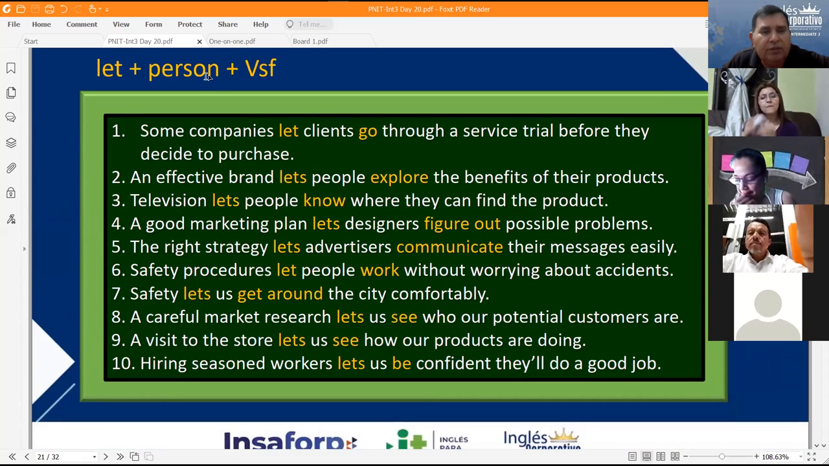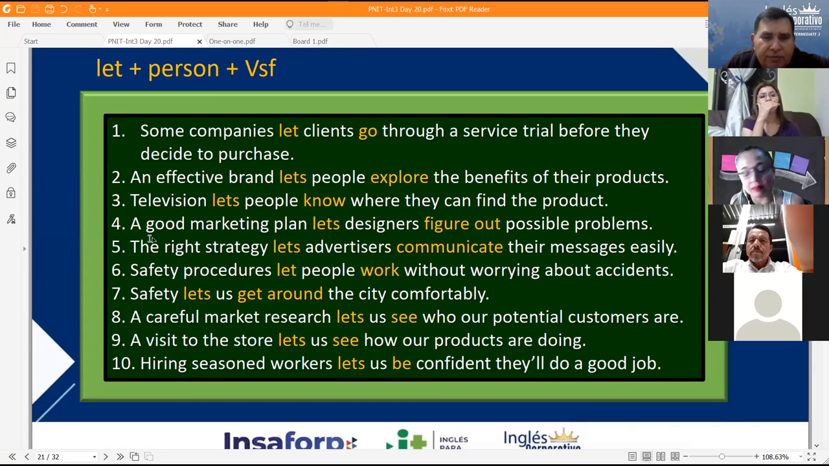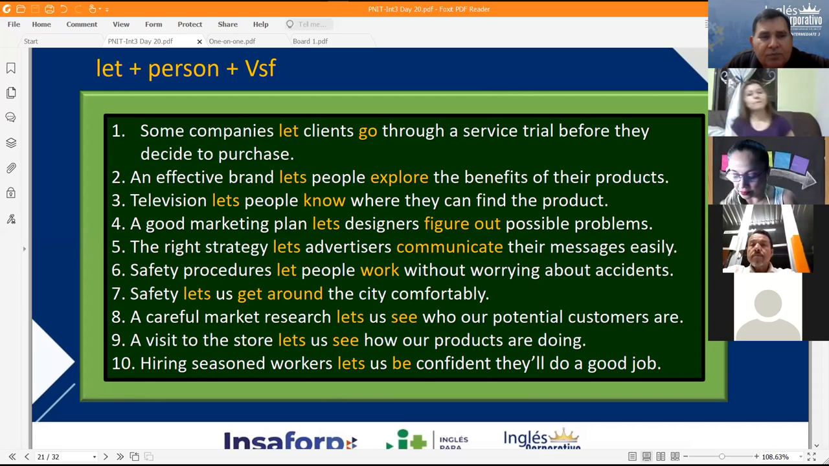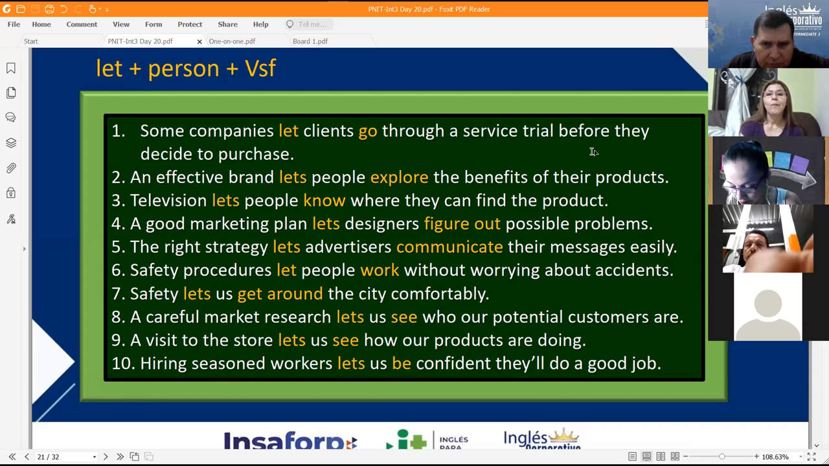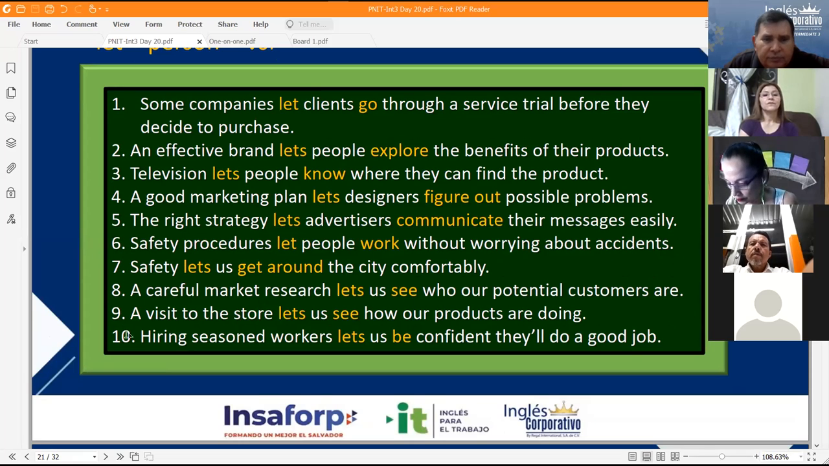Now we have let, plus the person and the verb in the simple form. Who wants to read the first five? Volunteer? Me, teacher. Okay, sure. Please go ahead. 1 to 5. Some companies let clients go through a service trial before they decide to purchase. 2. An effective brand lets people explore the benefits of their products. 3. Television lets people know where they can find the product. 4. A good marketing plan lets designers figure out possible problems. And 5. The right strategy lets advertisers communicate their message easily. Excellent. Thank you very much. Who would like to do 6 to 10?